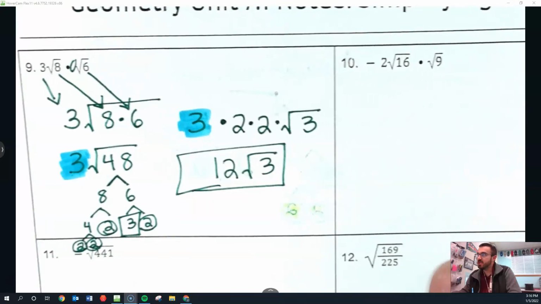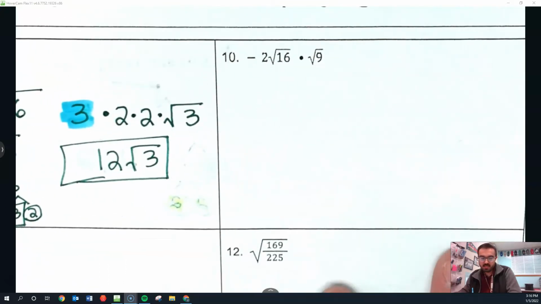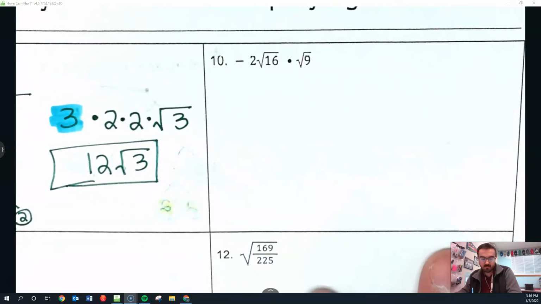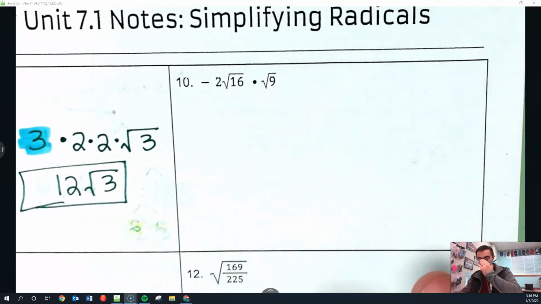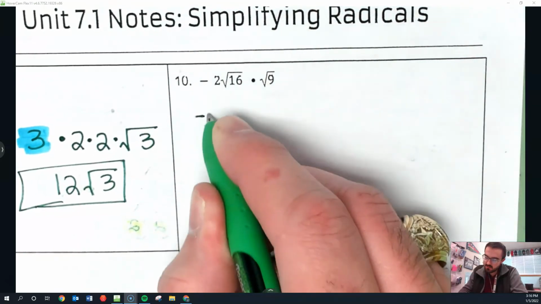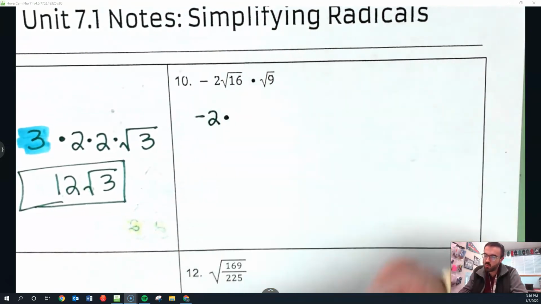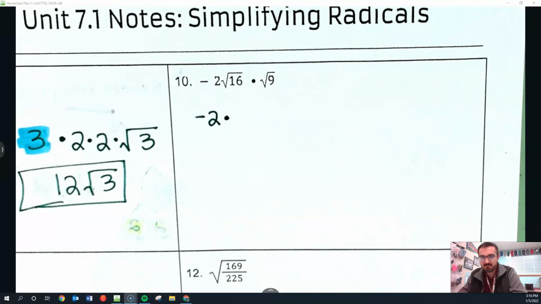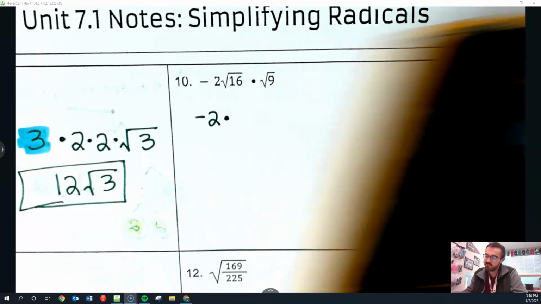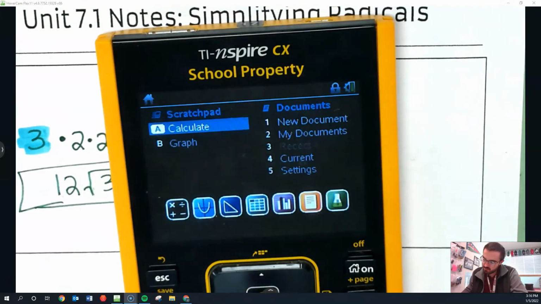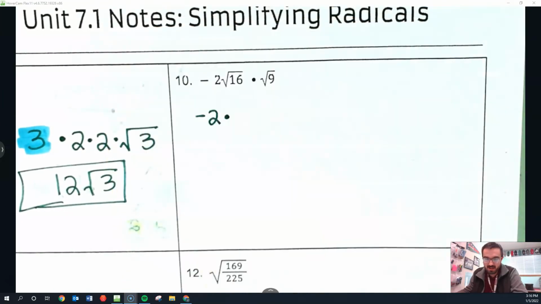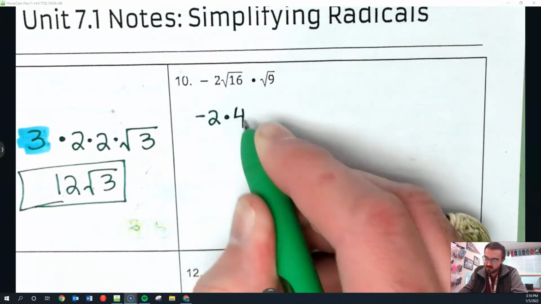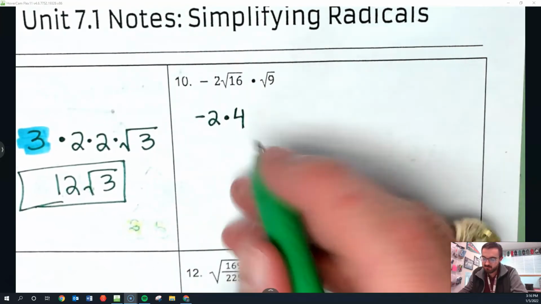Very similar situation here. There is kind of a shortcut here, though. So, if you take a look, negative 2 times, what is the square root of 16? Can't we rewrite that as something? Let's look. The square root of 16 is 4, guys. It's a perfect square. So instead of square root of 16, let's just write 4.